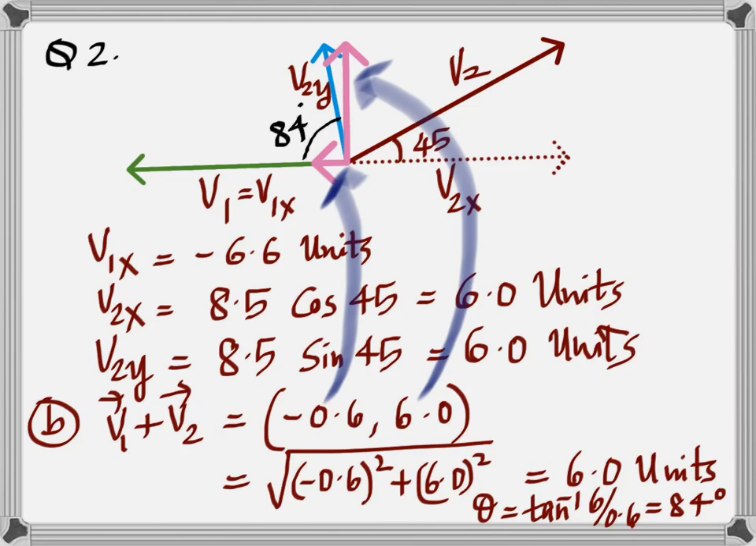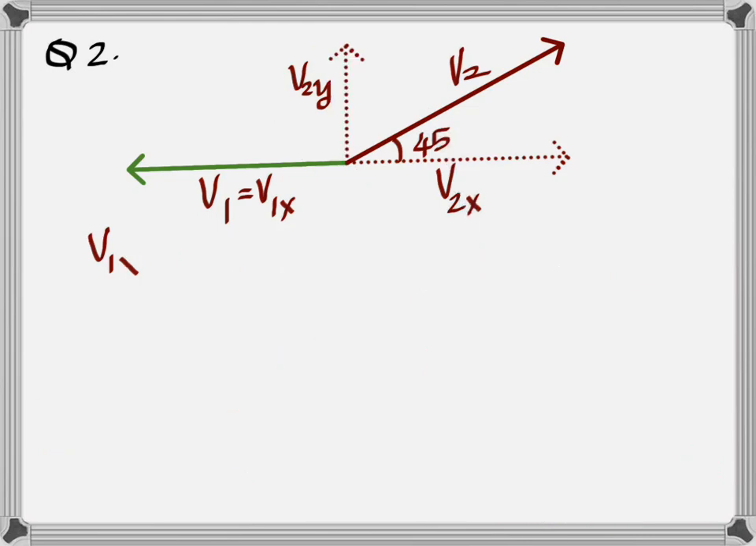Okay, that's our second question. So I've resolved V2 into two components, V2x and V2y. V1 does not have a y component. What do I do next? Find the components. How much do you get V2x as? Shouldn't it be 8.5 cos 45, right? Okay, and V2y should be 8.5 sine 45, right?